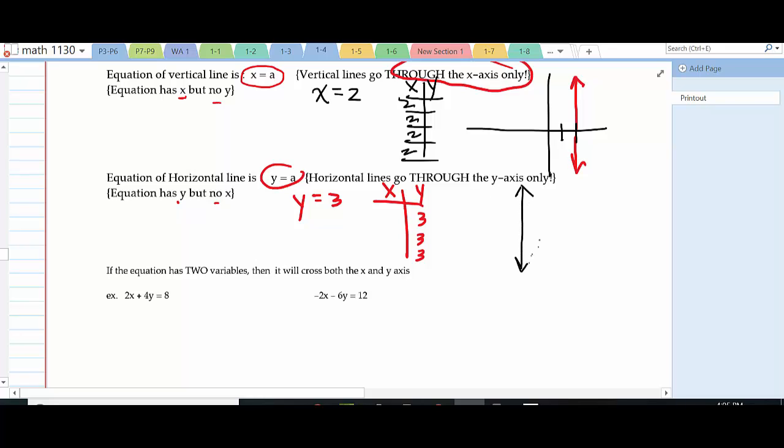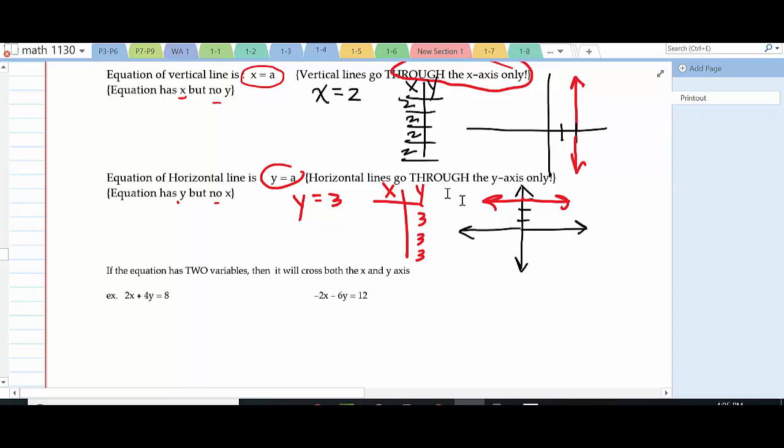If you learn how to make a table of values, you can always figure that out in case you forget, because it's not hard, but you've got to have a way to understand and be able to create that when you need to. So I just think if it has a y, it goes through y. If it has an x, it goes through x. Okay, does that make sense?